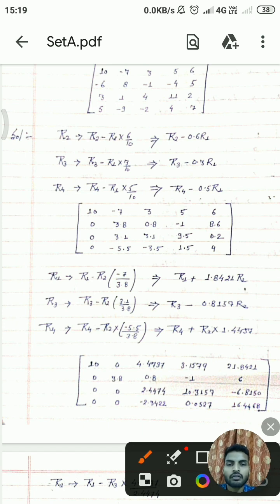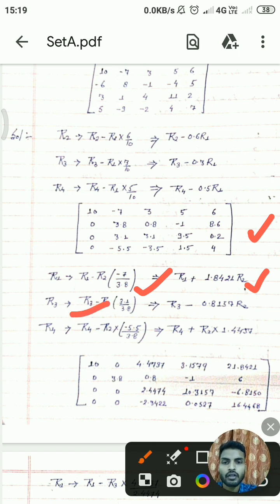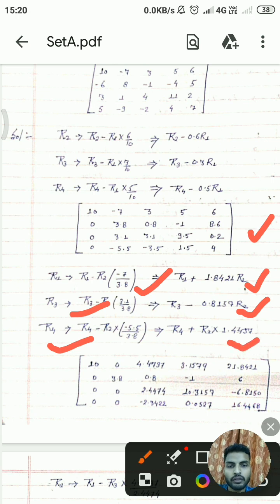After solving the matrix, we get this matrix. Again, R1 becomes R1 minus R2 times minus 7 upon 3.8. After solving this equation, we get R1 plus 1.8421 R2. R3 converts to R3 minus R2 times 3.8 upon 3.8, equal to R3 minus 0.8157 R2. R4 converts to R4 minus R2 times 5.5 upon 3.8. So R4 plus R2 times 1.4457.